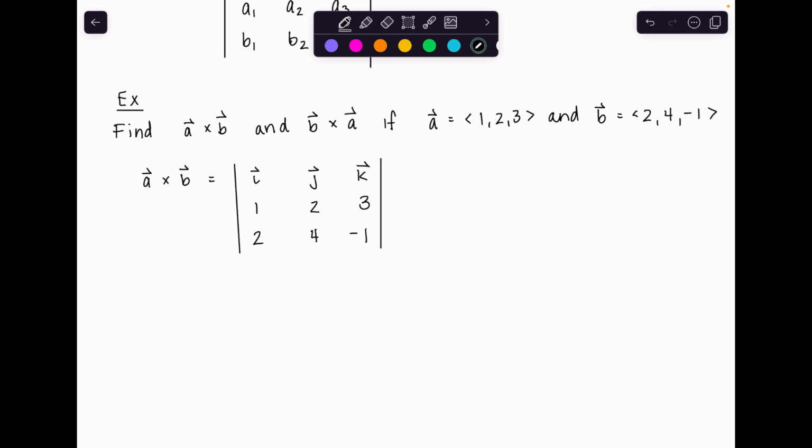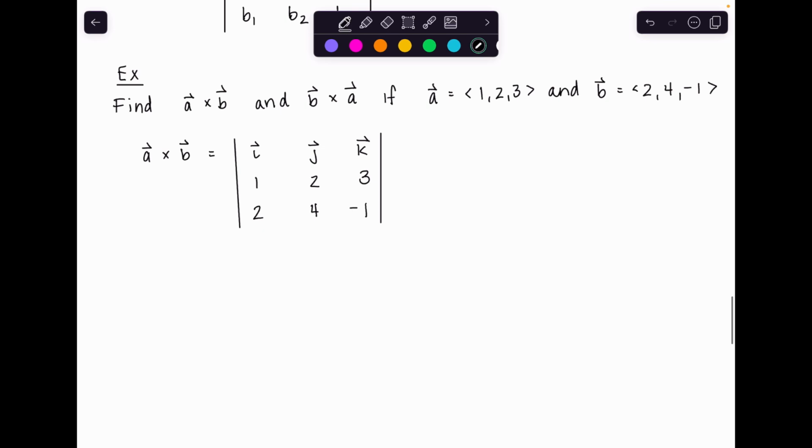Now, definitely from here, you're going to take a lot of paper. Don't try to squish everything out. You want to make sure it's clean and legible and easy to follow. So from here, what I like to do is I know I'm expanding along that first row, so I like to prep everything out. We're going to have a matrix times I. Next one's negative, so we're going to prep that matrix, and that will be times J. And then we have the third one, which is positive, times K.